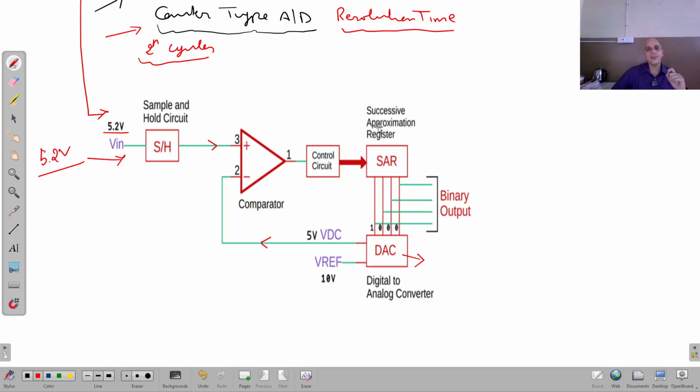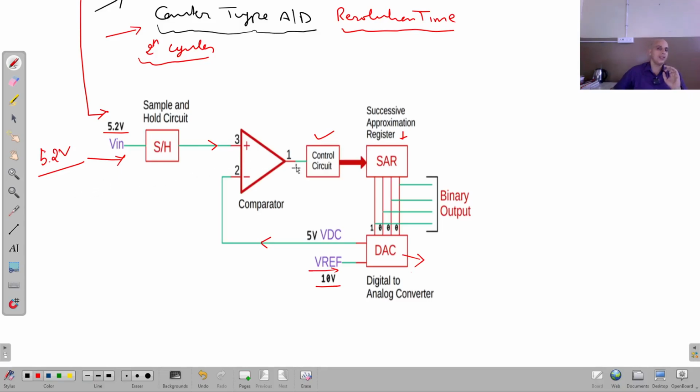This is the successive approximation register circuit designed for doing this task. It is a control circuit that gives a control command to the SAR for increasing or decreasing the digital output that is going to the D to A converter. This is the reference voltage applied to the D to A converter, 10 volt. Now you will understand it better when I take the example. The example given here is 5.2 volt.